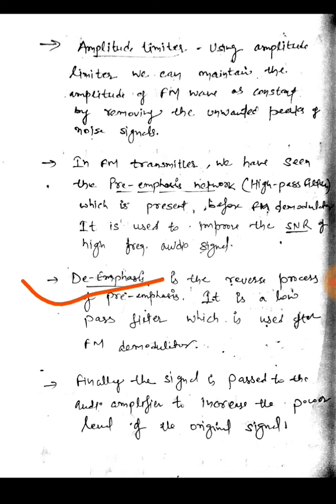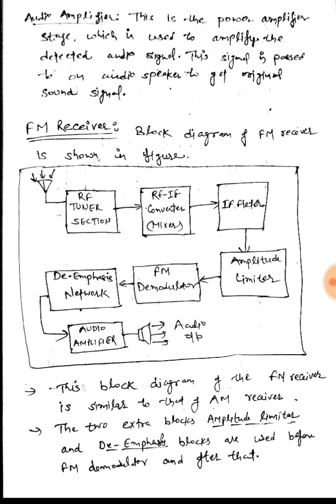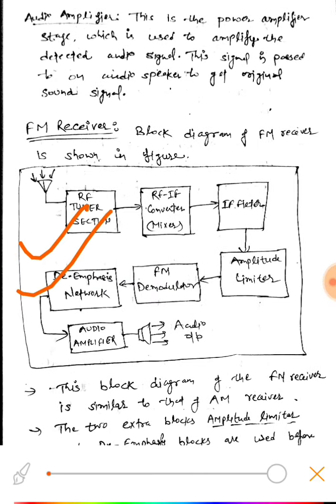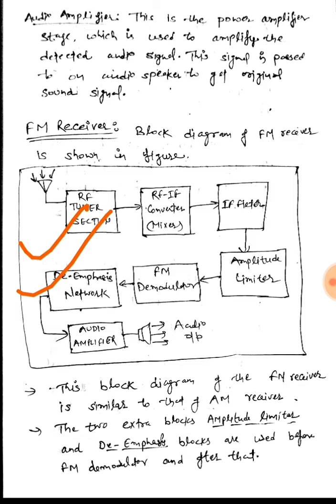Finally the signal is passed to an audio amplifier. Again we use the amplifier to increase the power level of the original signal. So this is how we can understand the AM and FM receivers. These block diagrams are very important from the semester point of view. You must understand and learn the function of all of these blocks.